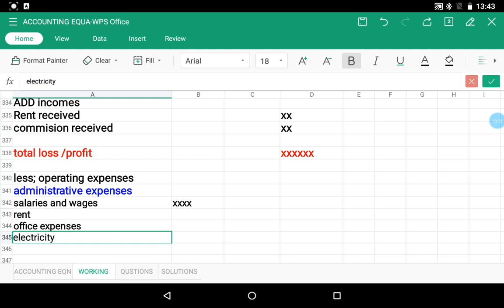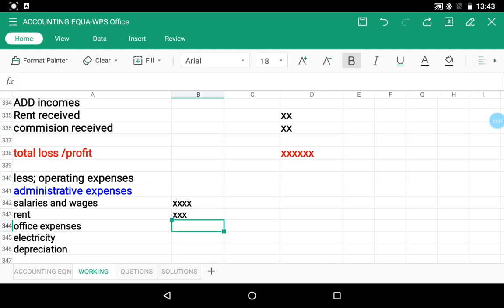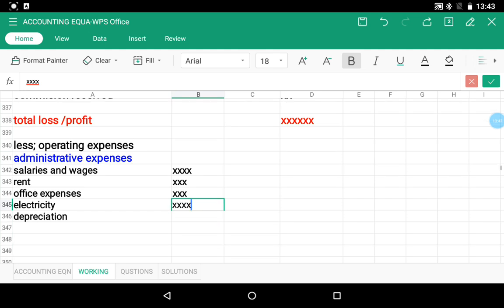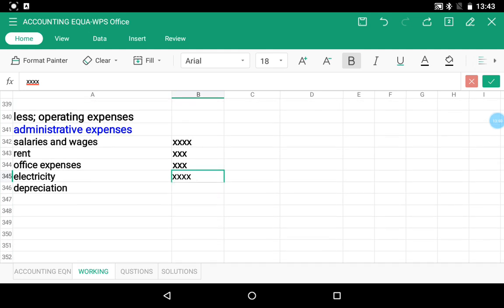When you buy your electricity, it is recorded under administrative. Have depreciation. But sometimes they specify, they say maybe some depreciation is under distribution or sales. So it depends. But that one is common under preparation and presentation. Those are some of the administrative expenses, the expenses that you incur while doing business, the ones you pay in the business premises, not going outside.